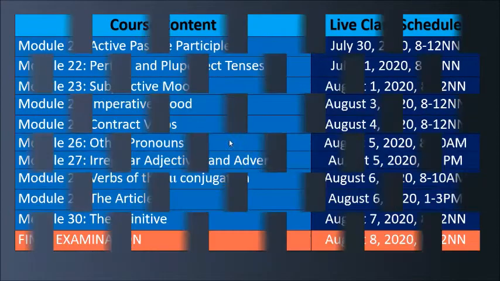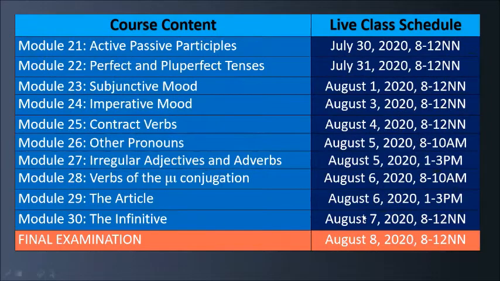And the last part, until module 30. By the way, you can notice here that on August 5, we will have 2 lessons so that we can finish the modules. So 8 to 10, I will be showing you the activity, the video, and the other one will be 1 to 3 in the afternoon. The same is true with August 6. So we have one in the morning and another in the afternoon. But of course, in module 30, on August 7, only one.